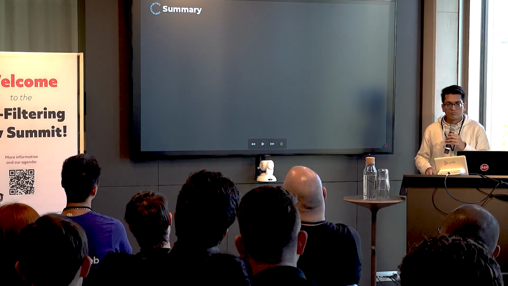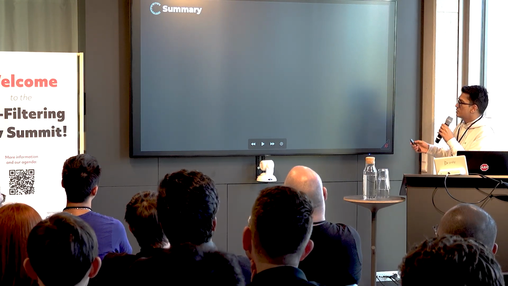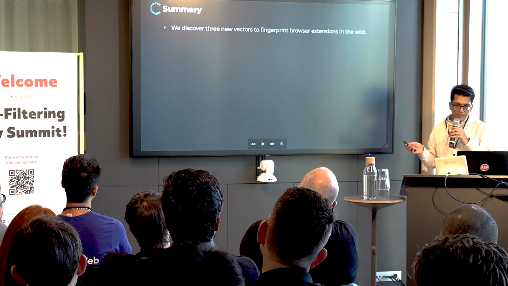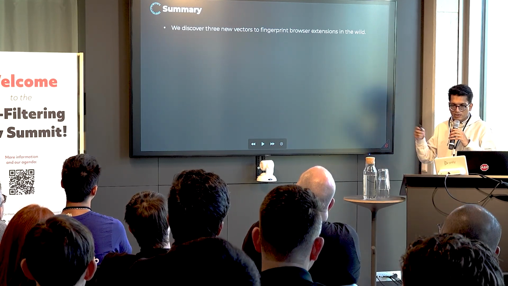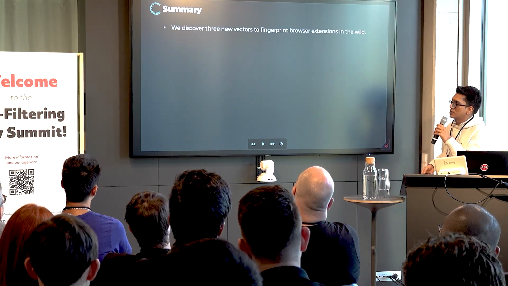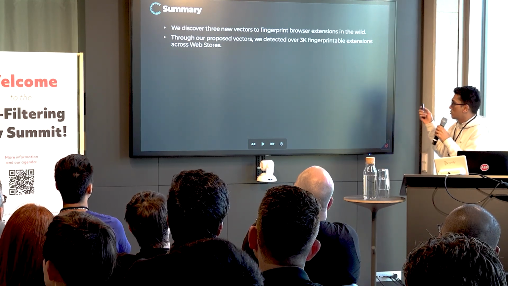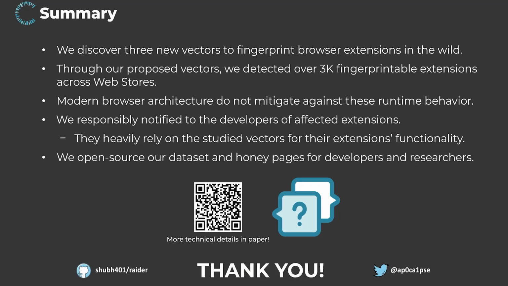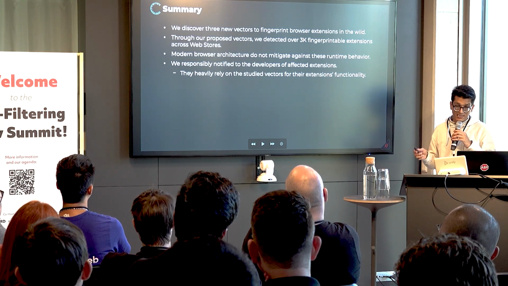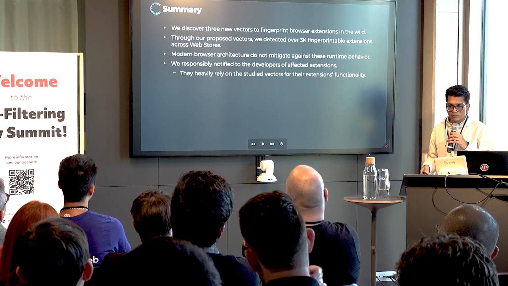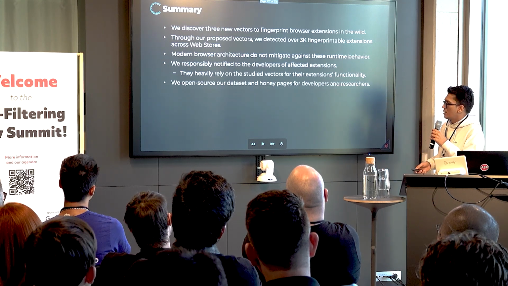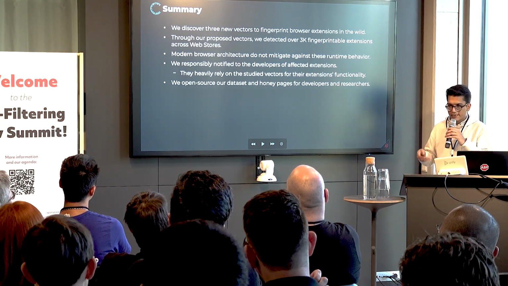Okay. This is towards the end of my presentation, so I'd just like to summarize. We found three new vectors, basically. There has been a lot of work in this direction. Even extensions that try to modify the DOM are fingerprintable through mutation observer and such. So we looked into three new vectors, and we found around 3,000 extensions to be fingerprintable across the ecosystem. Unfortunately, modern browser architecture does not solve all the problems that we discussed so far. We responsibly notified the developers to understand what issues lead to this, and most of them said that this is necessary for the extension to survive, or for the users' expectations.